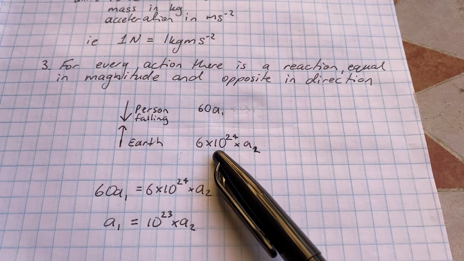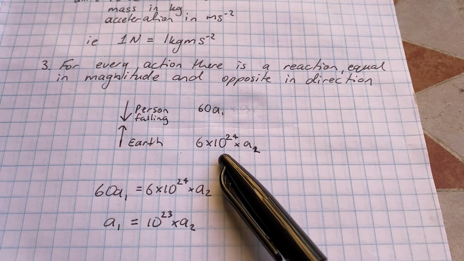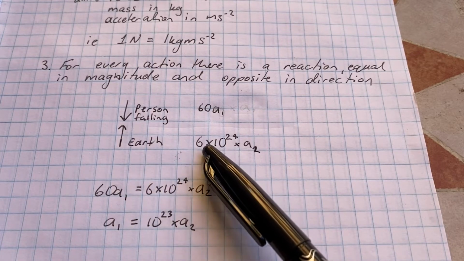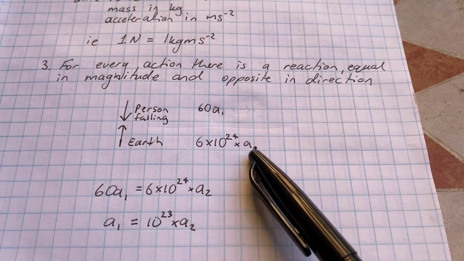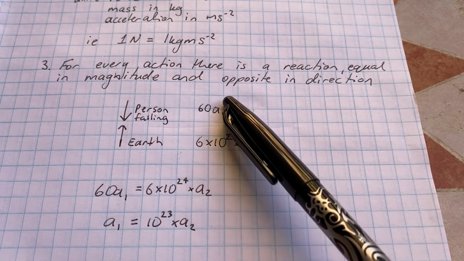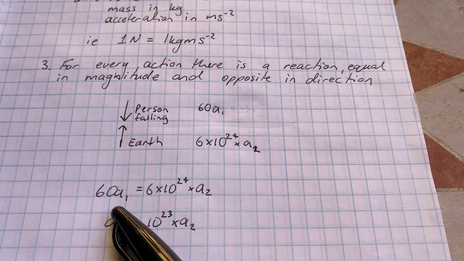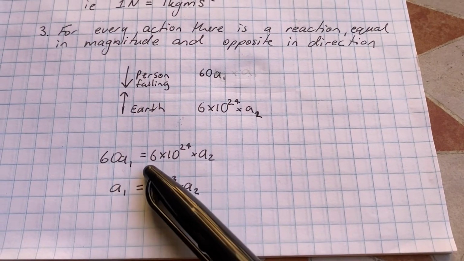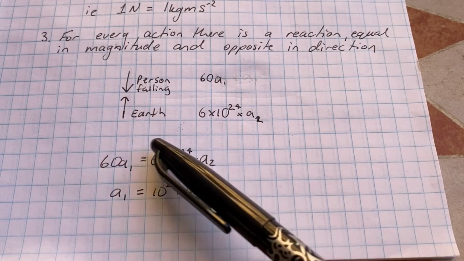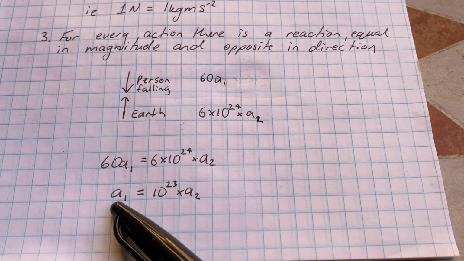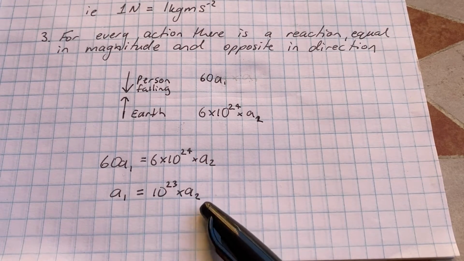The earth is approximately 6 times 10 to the 24 kilograms. So the earth's force in the opposite direction is 6 times 10 to the 24 times its acceleration. Those two things are equal to each other because they're in opposite directions. So 60 times the acceleration of the person is equal to 6 times 10 to the 24 times the acceleration of the earth. If I divide each of those by 60, the acceleration of the person is 10 to the power of 23 times the acceleration of the earth.